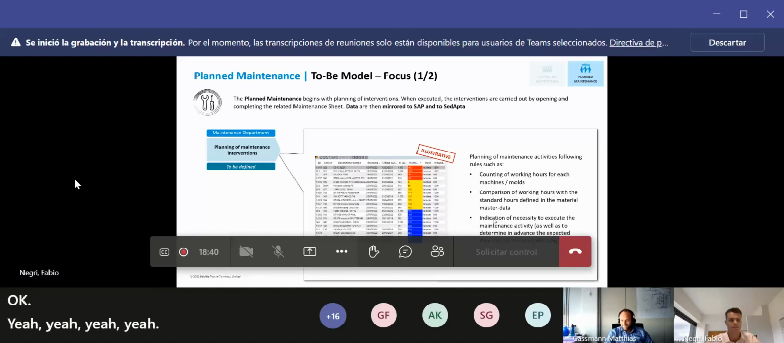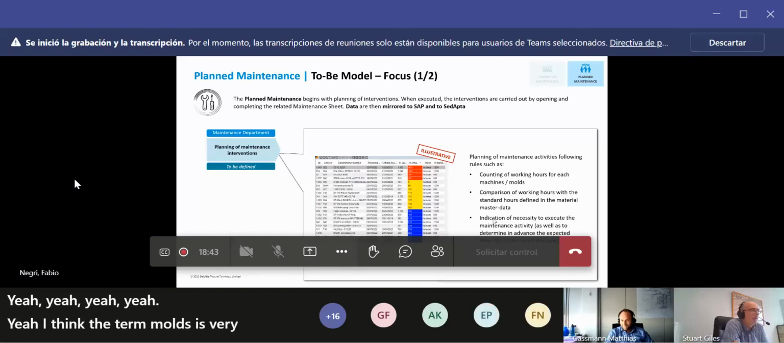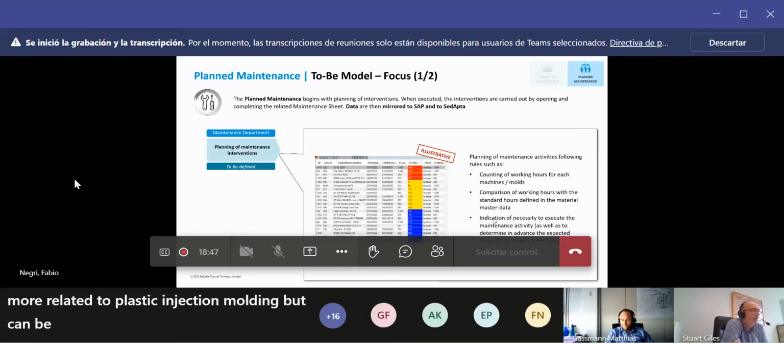Yeah, I think the term molds is very much more related to plastic injection molding, but can be and sometimes is used for the tooling for presses as well. So it's more tooling maintenance than machine maintenance, I would suggest. Yep. Okay, tooling maintenance.